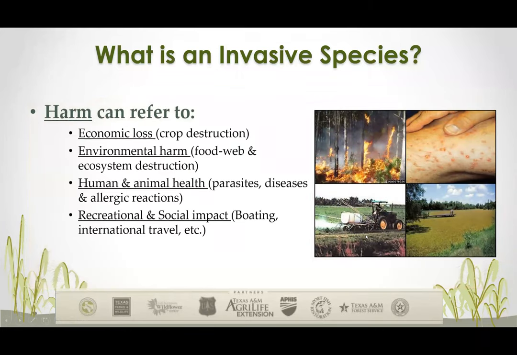And again, it does refer to several things. An invasive species can pose harm in one of these ways, all of these ways, but economic loss can be harm through crop destruction. We have environmental harm through food web and ecosystem disruption, human and animal health because of the transmission of parasites, new diseases, allergic reactions, and then the recreational and social impact, boating, international travel. And those are actually two of the main pathways on how aquatic species are transmitted. But invasive species can pose harm in many different ways.